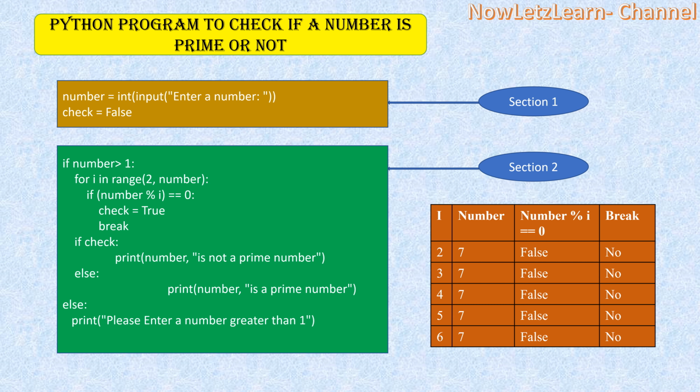If you see section 1 of the program, we are getting from the user the number for which we need to find out whether it's prime or not, and then we are assigning a boolean value false to the check variable. Then it comes to section 2. We are making sure that the given number is greater than 1, because a prime number is always greater than 1. If not, it prints a statement saying please enter a number which is greater than 1.